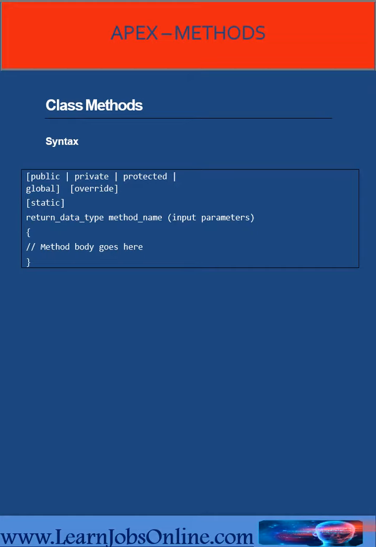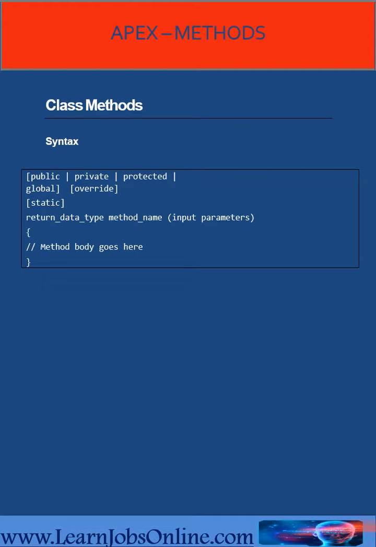Class methods. There are two modifiers for class methods in Apex, public or protected. Return type is mandatory for a method, and if the method is not returning anything, then we must mention void as the return type. Additionally, a body is also required for a method. And we do have the syntax.